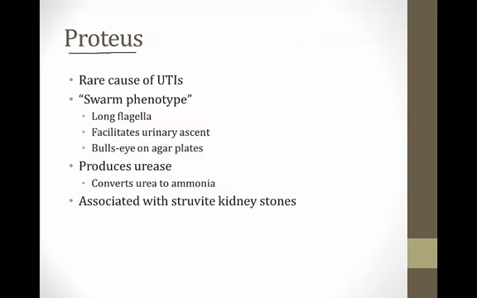Next gram-negative rod is Proteus, which is a rare cause of UTI. So Proteus has a unique feature called a swarm phenotype. These bacteria have long flagella, which facilitate their ascent in the urinary tract, and this gives them a bullseye when you grow them on agar plates.